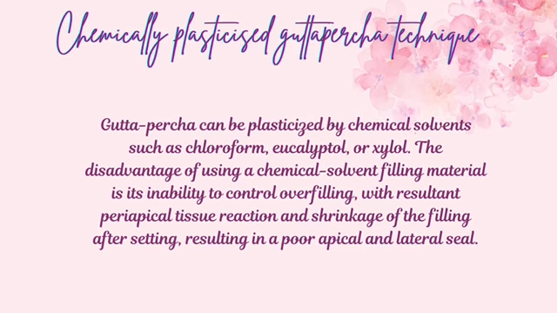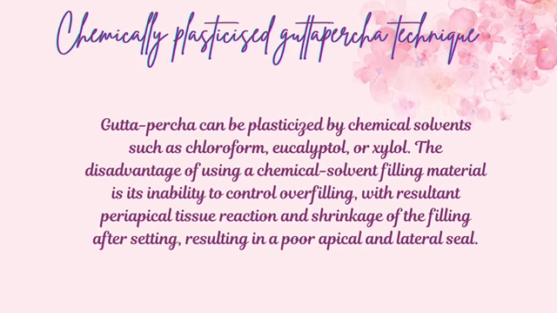Chemically plasticized gutta percha technique. Gutta percha can be plasticized by chemical solvents such as chloroform, eucalyptol, xylol. The disadvantage of using chemical solvent filling material is inability to control the overflowing with the resultant periapical tissue reaction, and shrinkage of filling after setting, resulting in a poor apical and lateral seal.